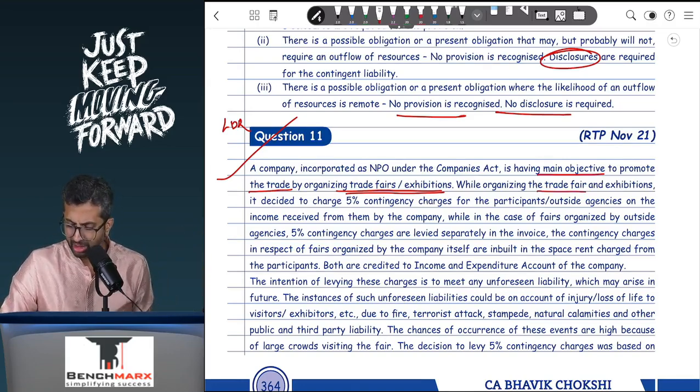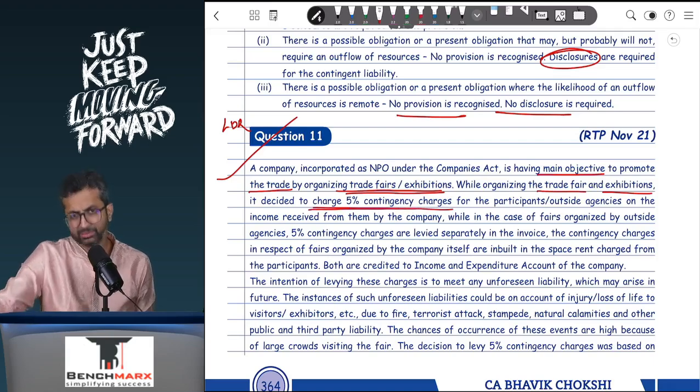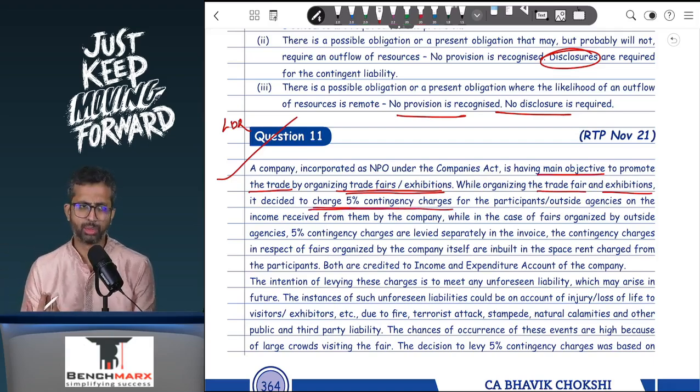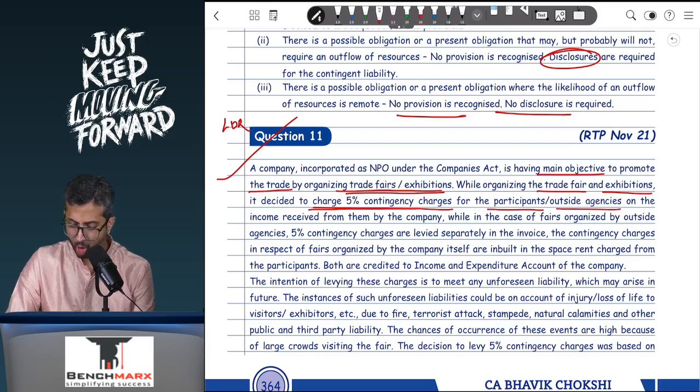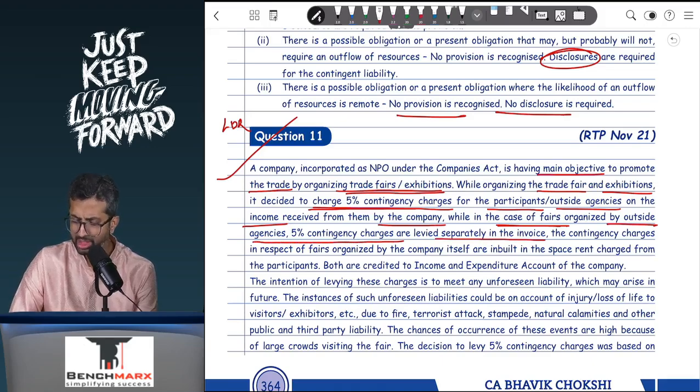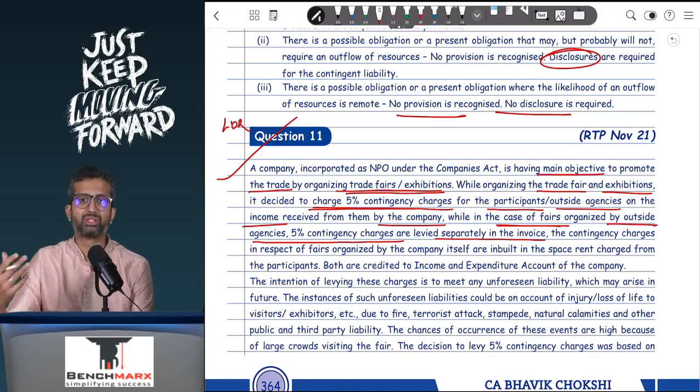While organizing trade fairs and exhibitions, it decided to charge a 5% contingency charge. It will charge it from the participants or outside agencies on income received from them by the company. While in case of fairs organized by outside agencies, 5% contingency charges are levied separately in the invoice. Either way, I am levying a 5% charge.